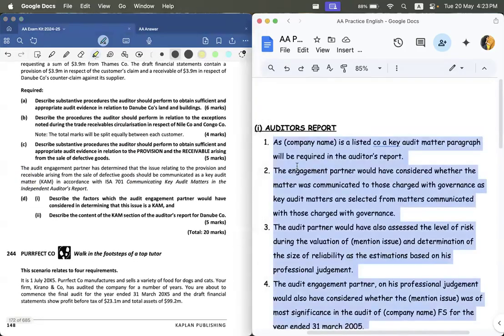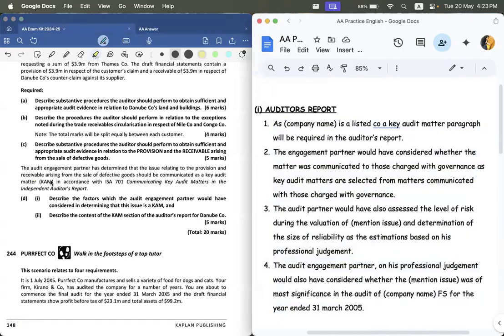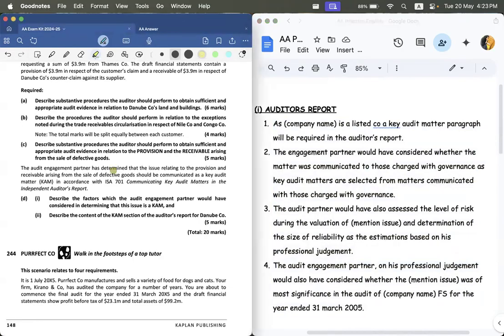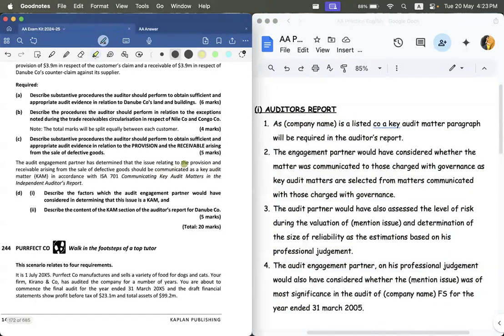Next one. I'm just going to use the template and debrief. The audit engagement partner has determined that the issue relating to the provision and receivable arising from the sale of defective goods should be communicated as a key audit matter. So you have two contents: what would be there in the auditor's report if it was considered as KAM, and also the contents.